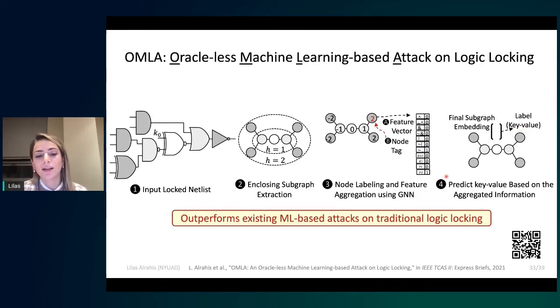So this attack is able to outperform all existing machine learning-based attacks on traditional logic locking. And you can scan the code here if you want to have full access to the paper.